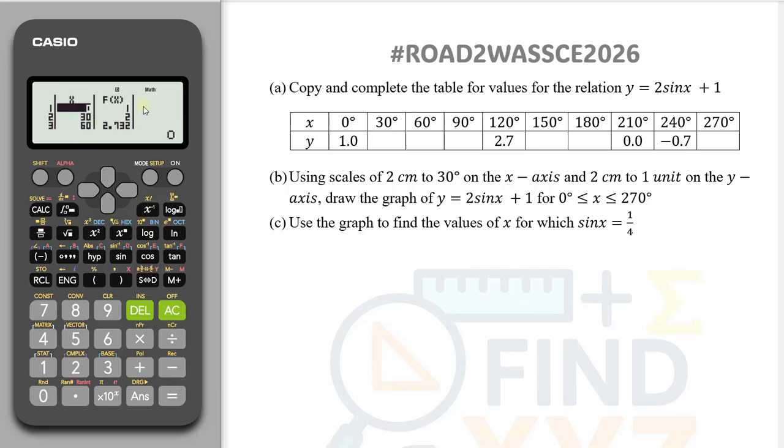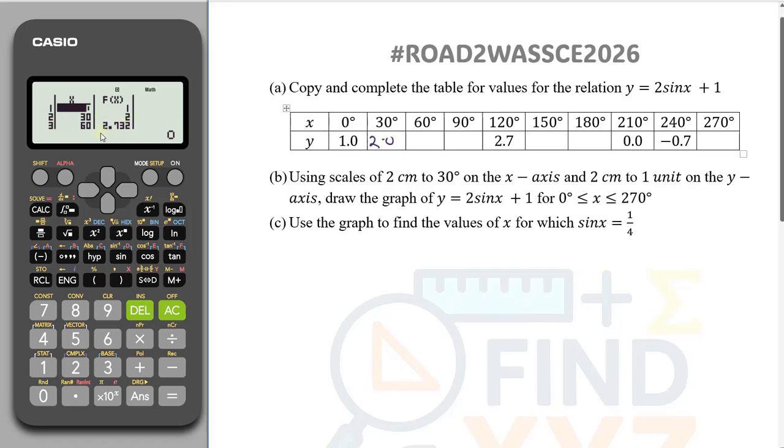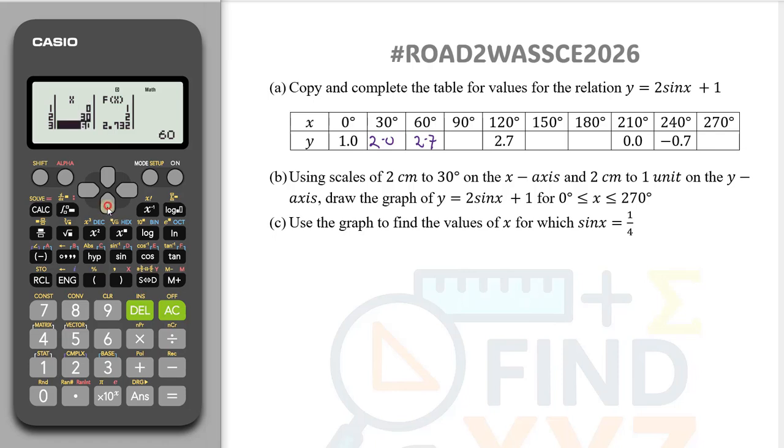So 0 will give us 1. We are going to leave all our values in one decimal place. Then 30 is giving us 2, so we are going to write 2.0. Then 60 is giving us 2.732. In one decimal place, that will give us 2.7. Then let's use the arrow key. 90 is giving us 3. We are going to write 3.0.